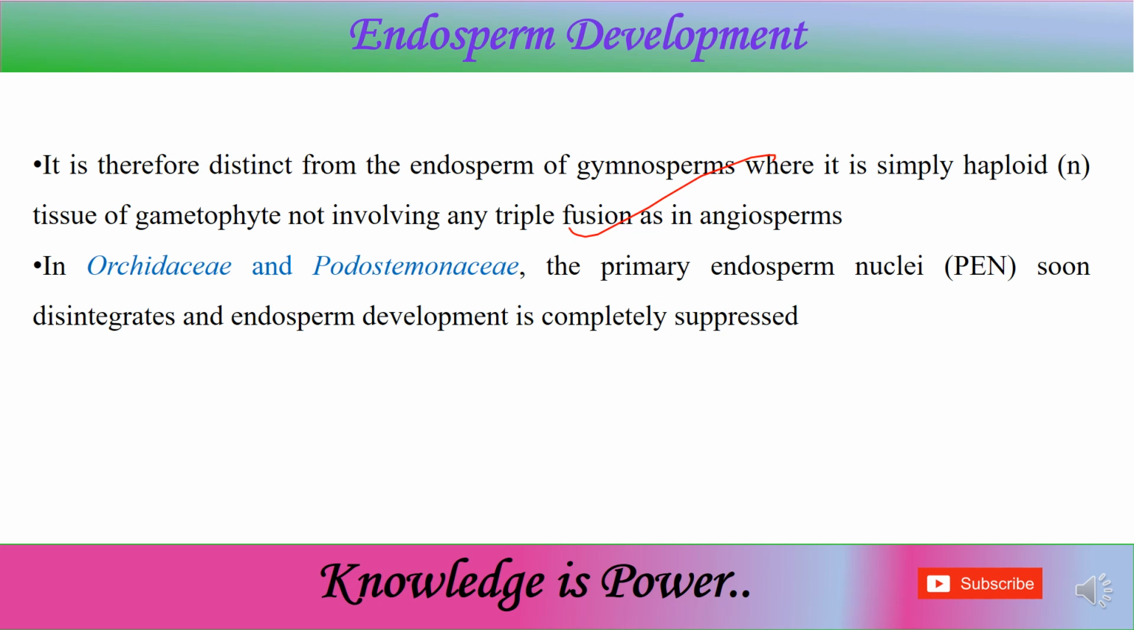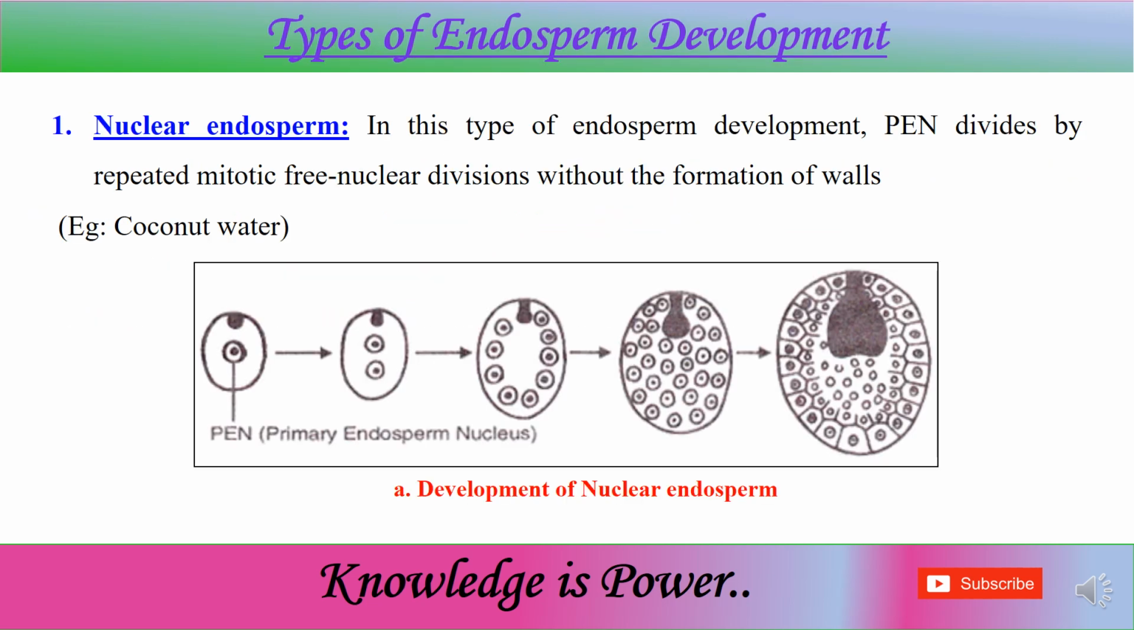If you take the families Orchidaceae and Podostemonaceae, the primary endosperm nucleus will disintegrate. So endosperm development is completely suppressed in these two families, Orchidaceae and Podostemonaceae. That's why orchids are non-endospermic seeds. And there are different types of endosperm development that we can come across in different species.